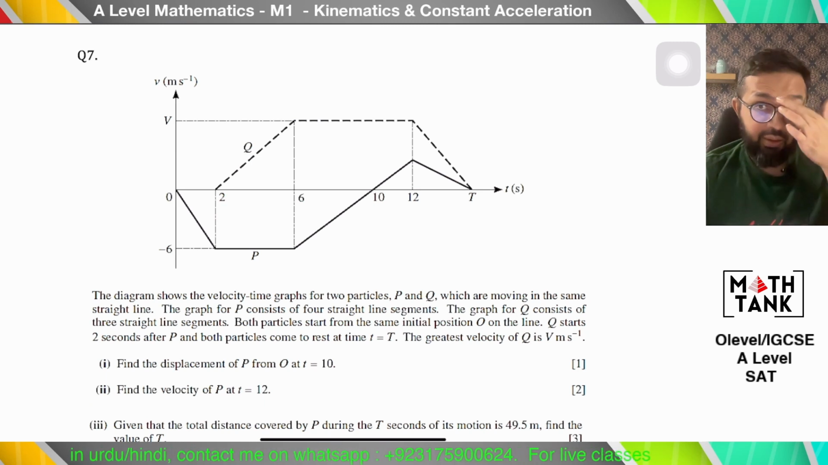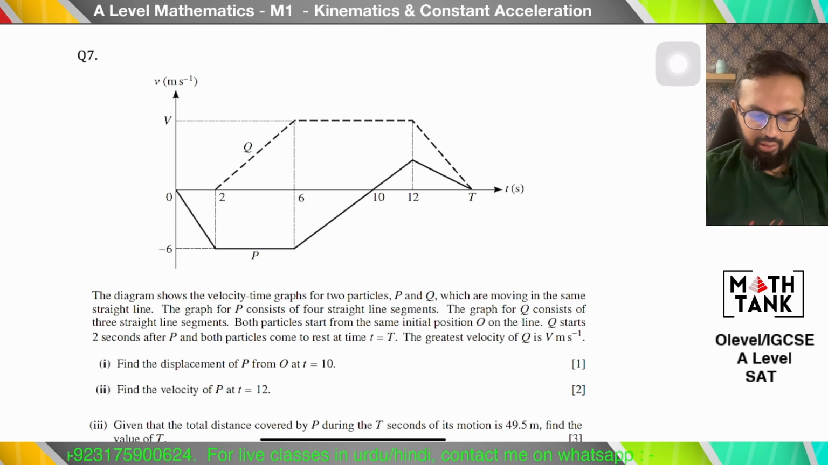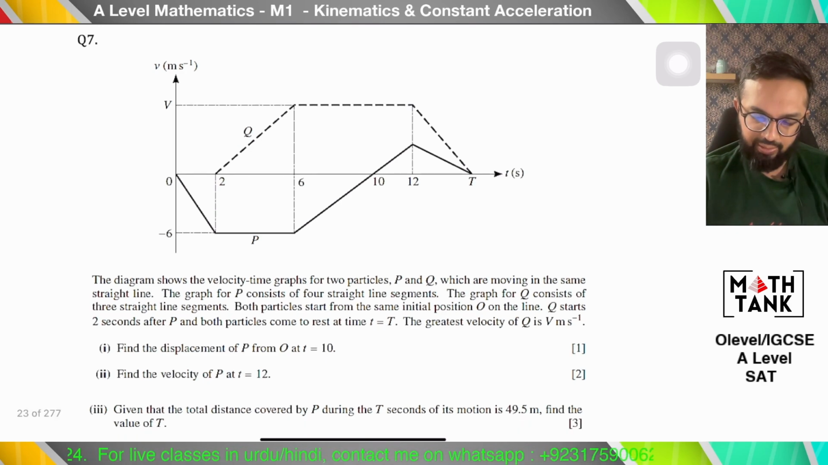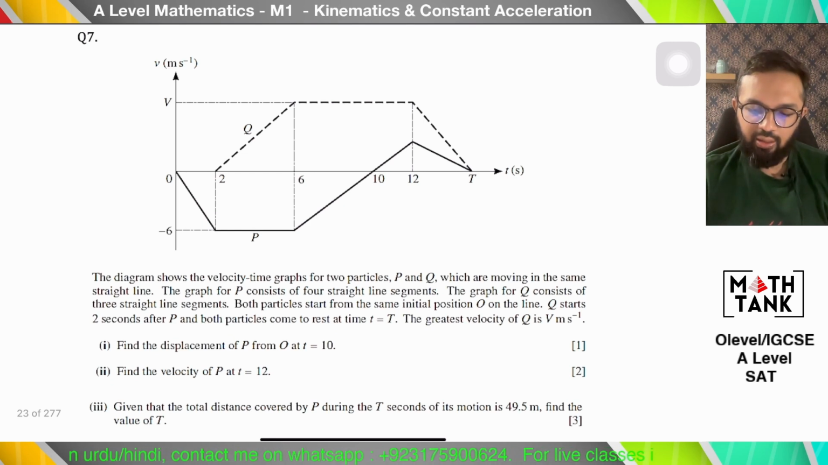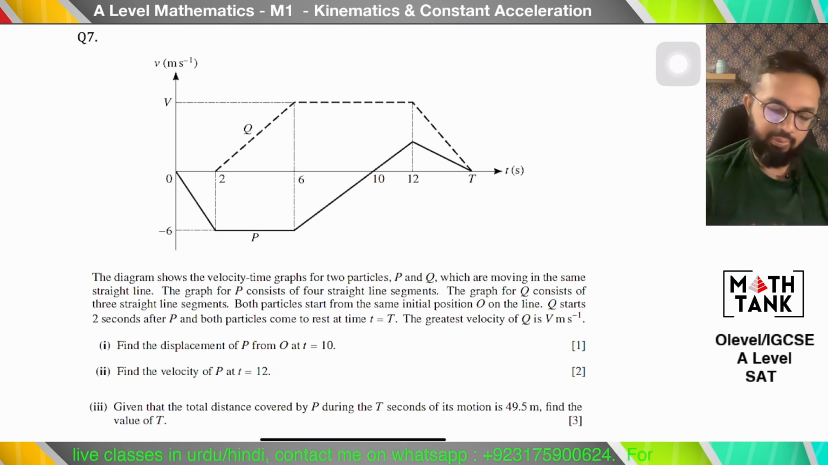Let's look at question number 7. It says the diagram shows the velocity time graphs for two particles P and Q, which are moving in the same straight line. The graph for P consists of four straight line segments. The graph for Q consists of three straight line segments. Both particles start from the same initial position O on the line. Q starts 2 seconds after P, and both particles come to rest at time t equals T. The greatest velocity of Q is V. Find the displacement of P from O at time 10.